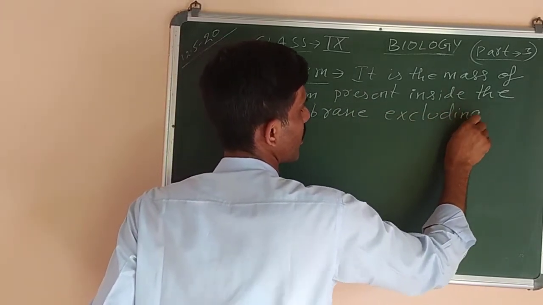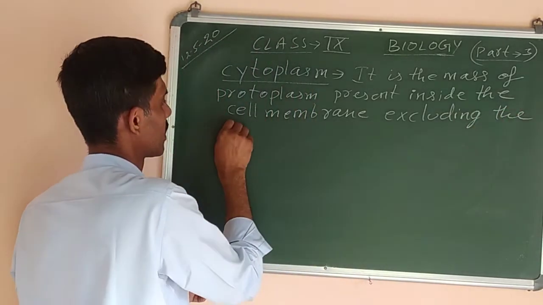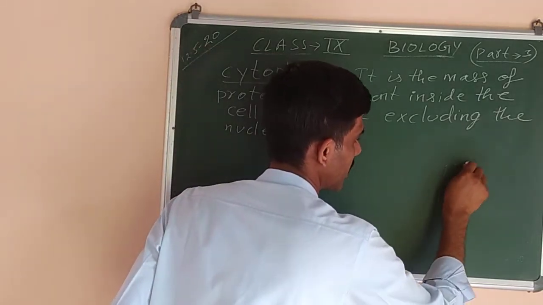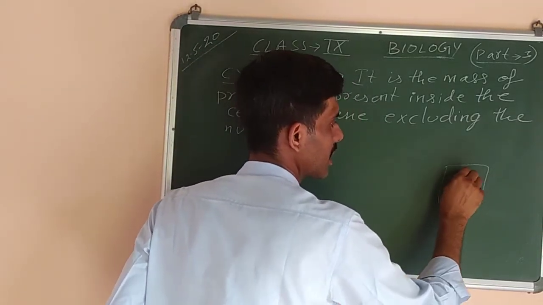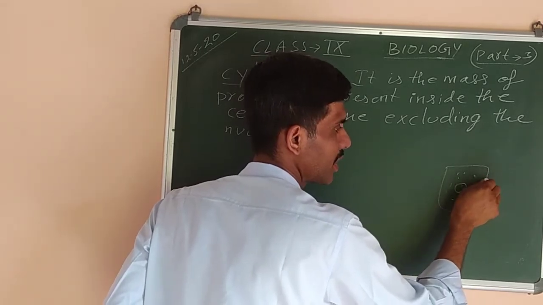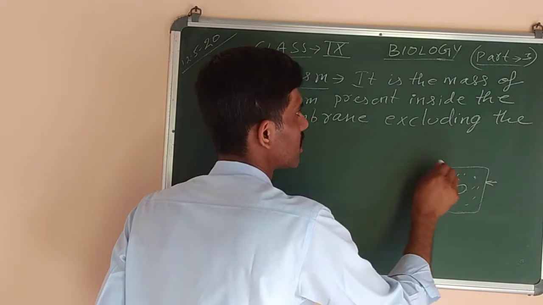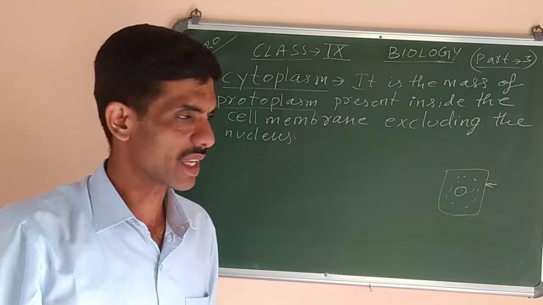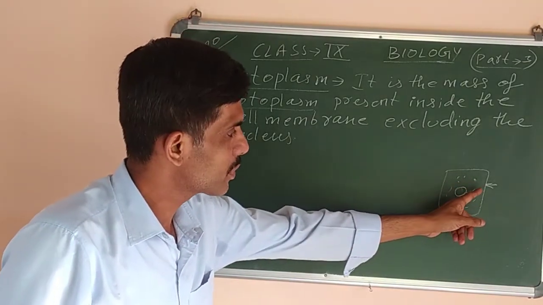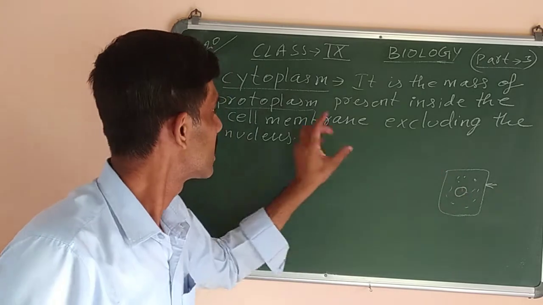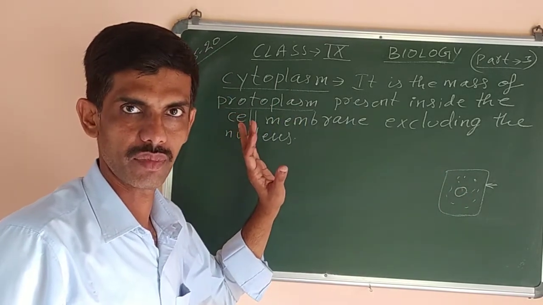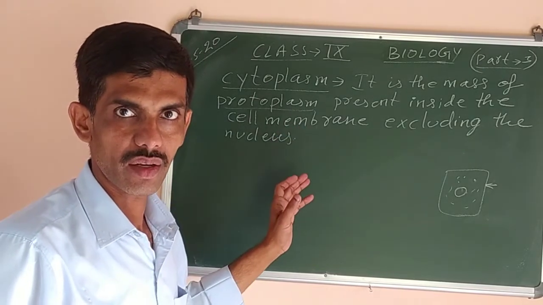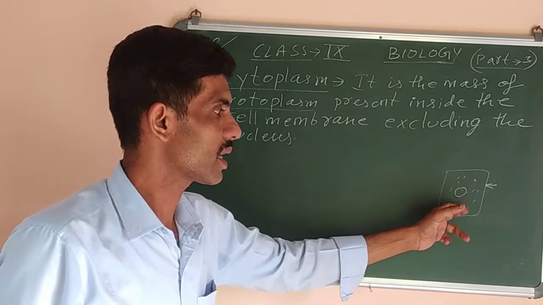Only that part of the protoplasm which is present in between. Like if I show the diagram here, this is the cell and the nucleus, isn't it? This entire part is called cytoplasm. It is present between the cell membrane and the nucleus. So we can write, it is the protoplasmic mass of the cell. That part of the protoplasm which is present between the cell membrane and the nucleus is called cytoplasm. Okay? And cytoplasm is the one in which all the cell organelles are present.